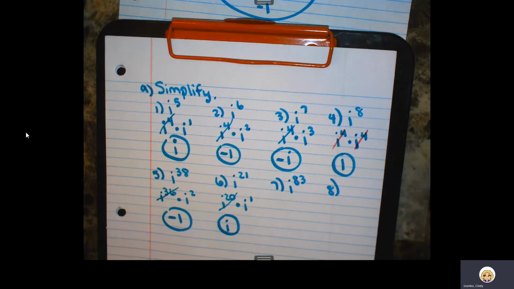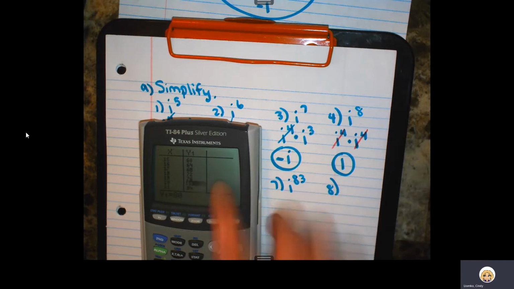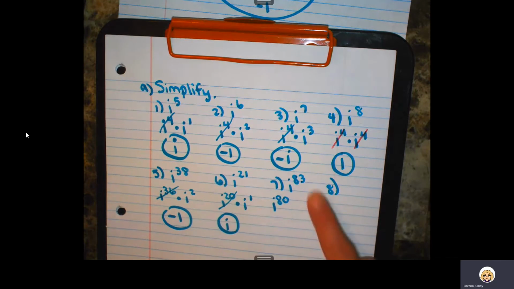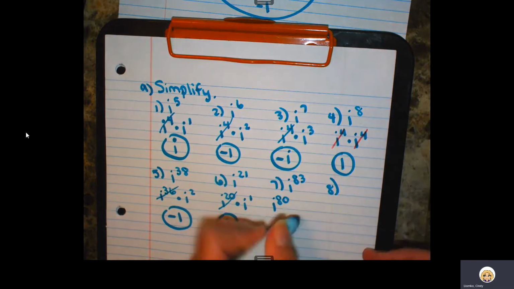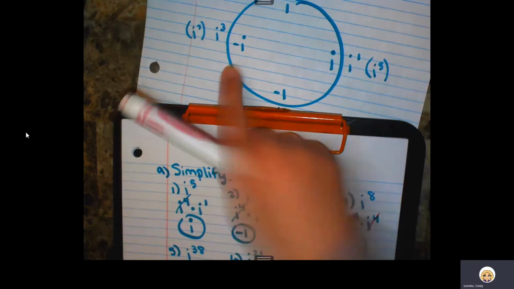If you didn't know that, you can go to your calculator. Here's another way. You can go to y equals and type in 4x, and keep going in your y column until you hit 83. If you look, 84 is too far, so we would use 80. So we have i to the 80th. Taking out the multiple of 4, I'm left with 3. 83 minus 80 is 3, so I have i cubed. Every multiple of 4 cancels out, so I'm going to cross that out. My i cubed, according to my clock, is -i.